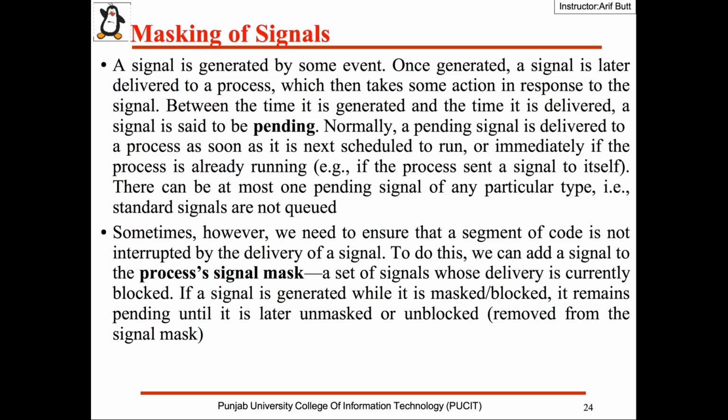Sometimes, dear students, we may need to ensure that a segment of code is not interrupted by the delivery of a signal. To do this, we can add a signal to the process signal mask. And a process signal mask is actually a set of signals whose delivery is currently blocked. And if a signal is generated while it is masked or blocked, it remains pending until it is later unmasked or unblocked, that is removed from the signal mask. Well, this masking of signals, writing our own signal handlers, we will see these concepts, how we can do this within a C program in our next session.